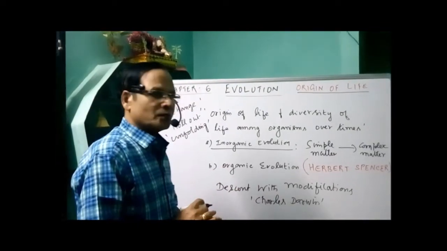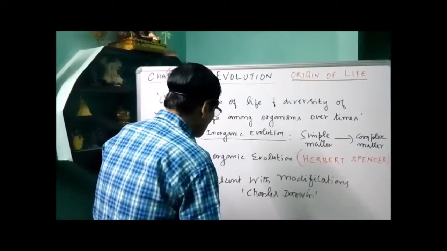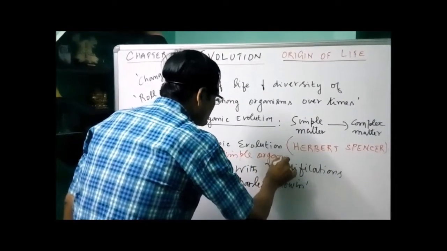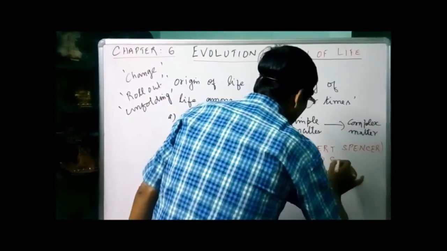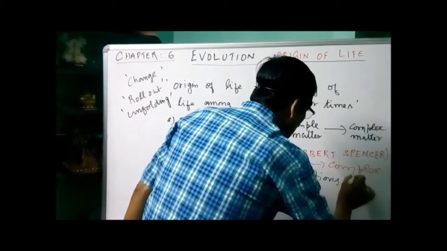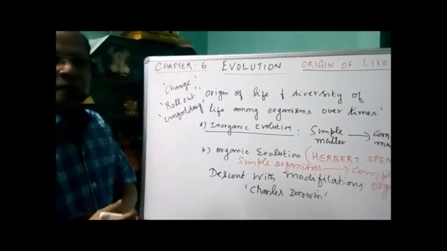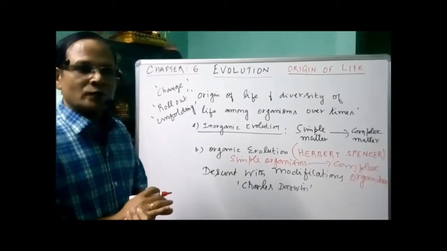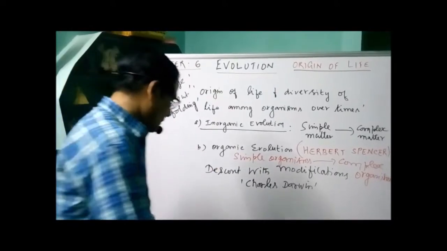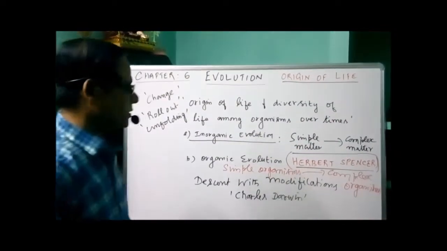What do you mean by organic evolution? Evolution of complex organisms from simple organisms. This is called organic evolution. So the complex organisms have evolved from the simplest forms of life, and that is called organic evolution. The concept of organic evolution was given by Herbert Spencer.